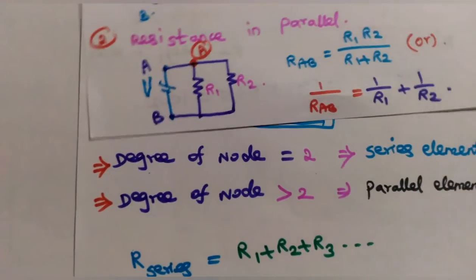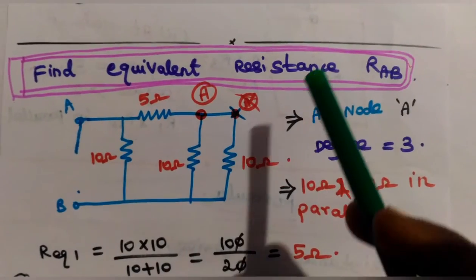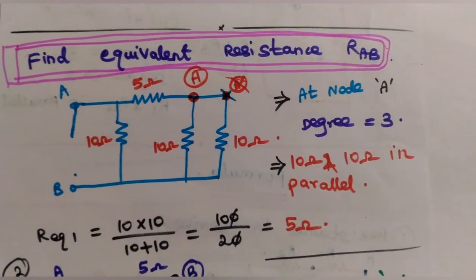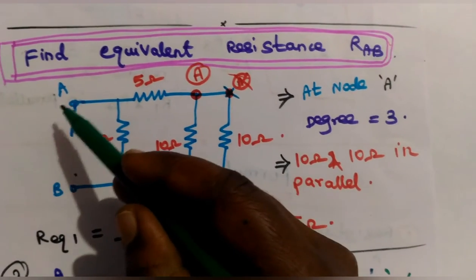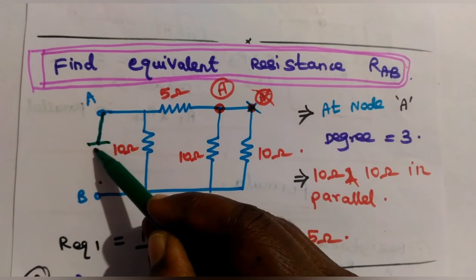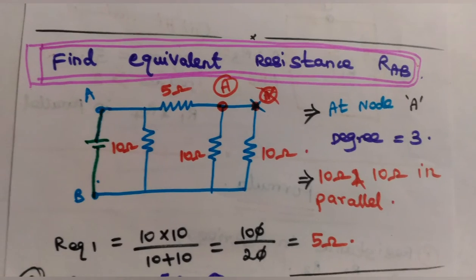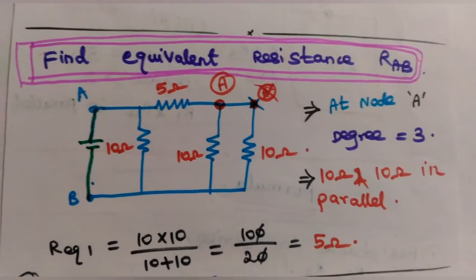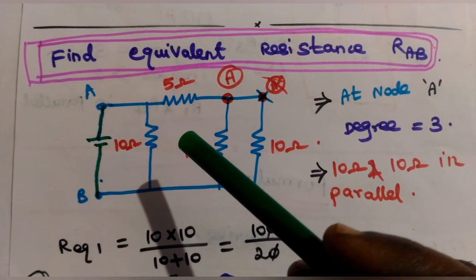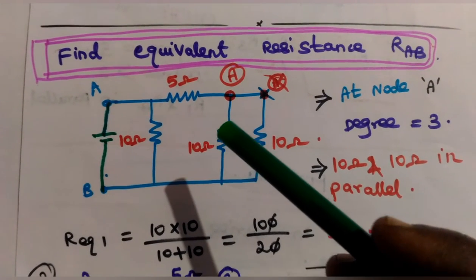Now see one example problem. That is, find the equivalent resistance Rab across the open circuit terminals. For this problem, first we want to put one temporary voltage source across the terminals A and B. Whether the voltage sources are given in the network or not, if it is not given, we want to put an additional temporary voltage source in the particular network. Then after that, find the number of nodes, and at the particular node find the degree of the node, that is, the number of elements at the particular node.